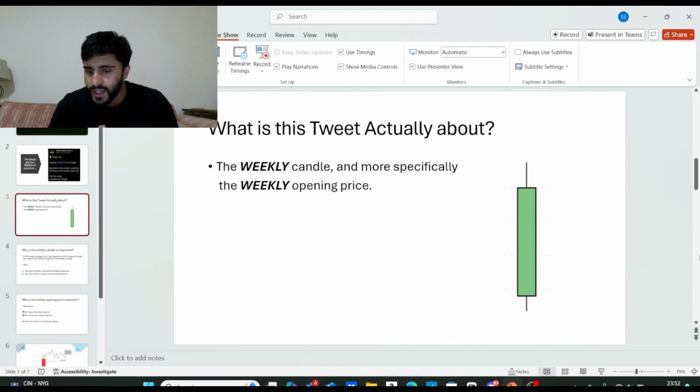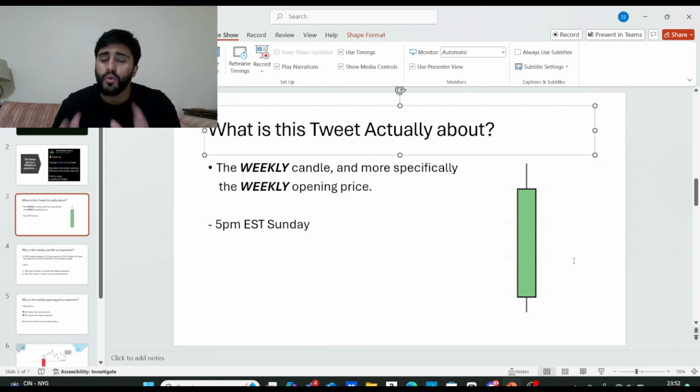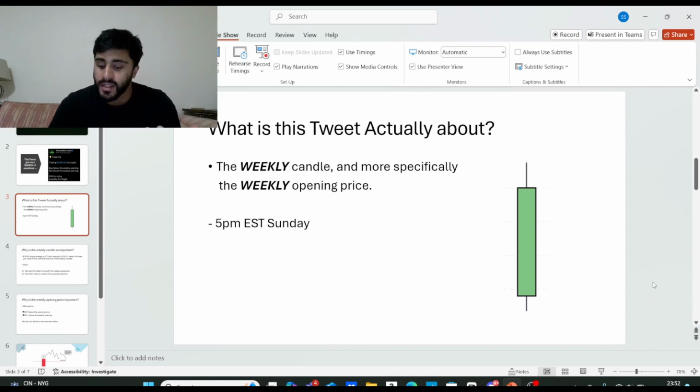Let's look at the candle on the right over here. It's a green candle, but it could be a red candle. It's the weekly candle. And we're looking specifically at the weekly opening price. The weekly opening price is 5 p.m. Eastern on a Sunday. This is when you are looking for that weekly opening price. It's a super powerful line you can draw on your chart, which will give you insights that you've probably never even considered, and it was a game changer for myself.